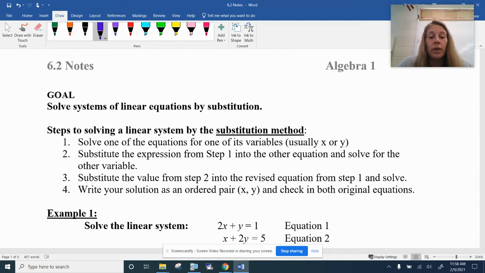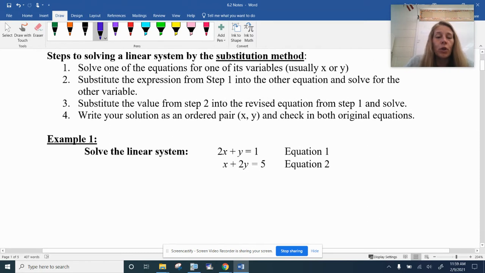Step 3, you will then substitute the value that you just got from step 2 into the revised equation from step 1, and you will solve for the other variable. Finally, you will write your solution as an ordered pair, and then you can check in both original equations to see that it is indeed correct.